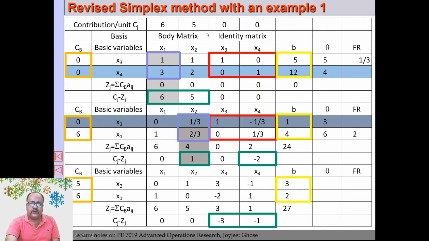And we'll start with the basic feasible solution: x3 is equal to 5 and x4 is equal to 12. That's what we do in the conventional method also. Here also we'll be doing the same thing. So take a picture of this and keep it in front of you while you watch the rest of the method.